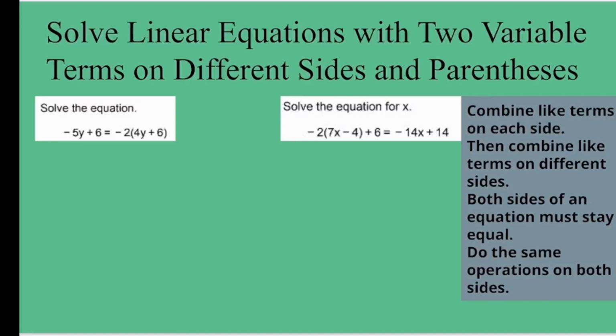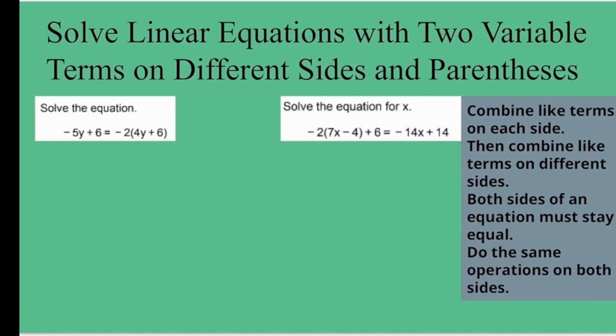Solve linear equations with two variable terms on different sides and parentheses. So we're going to solve these equations. I'm going to isolate the variable on the left side. You don't have to do that. Because I have parentheses, I know I'm going to be using the distributive property.